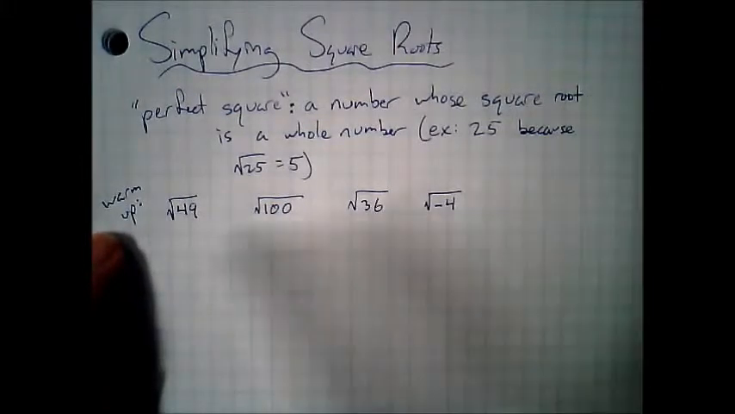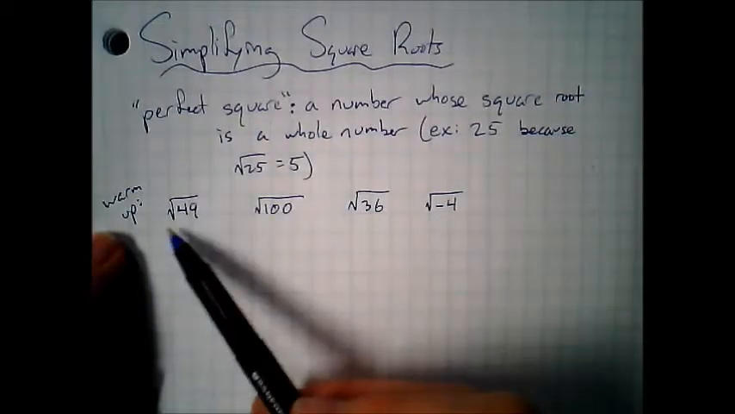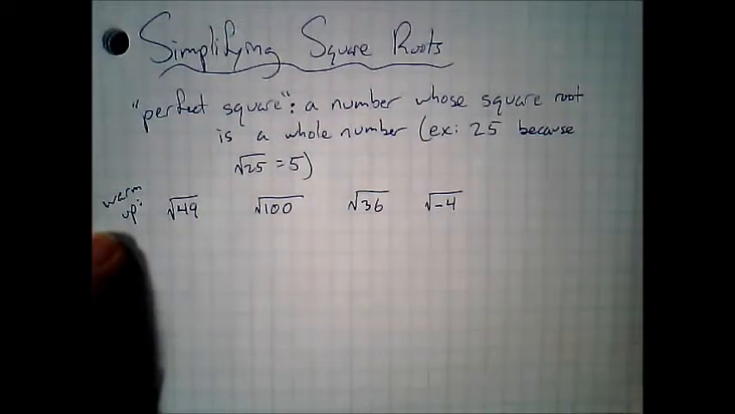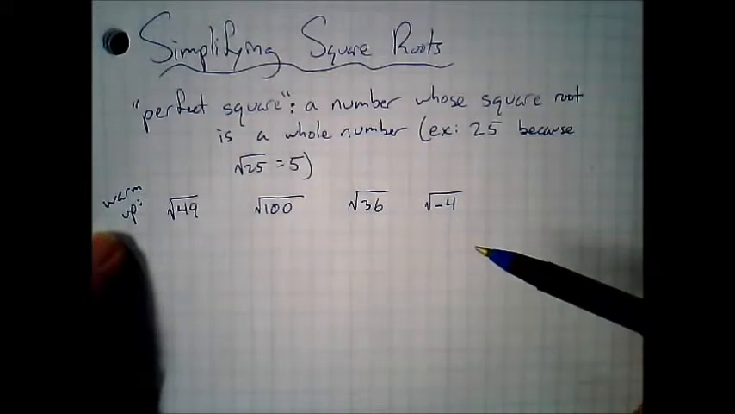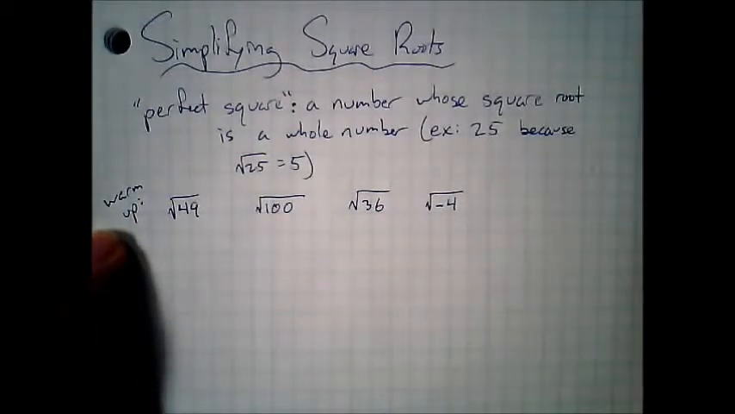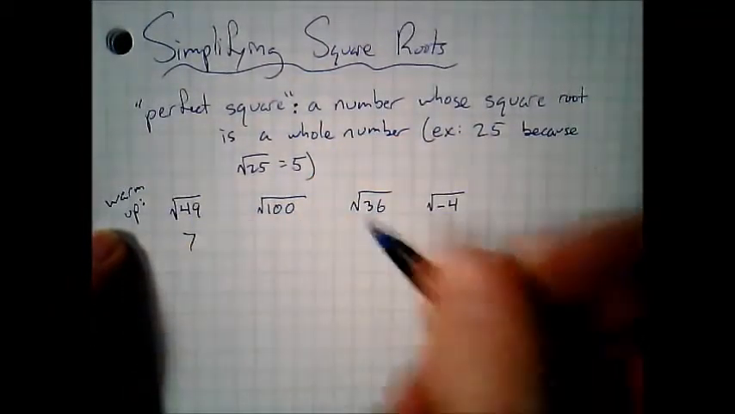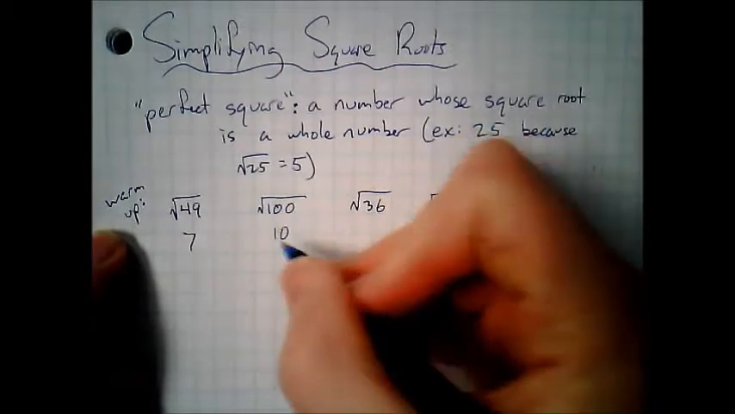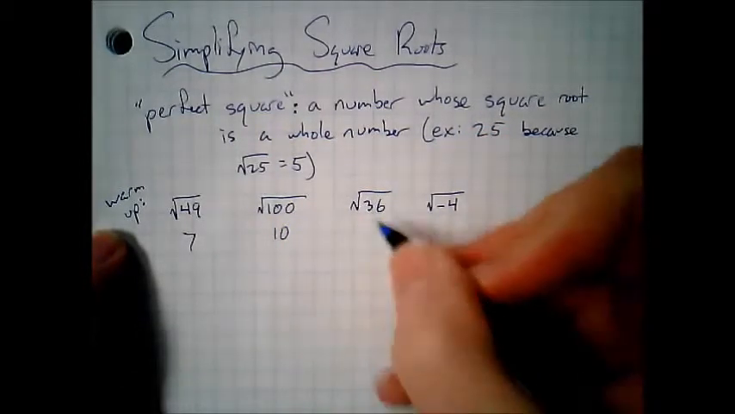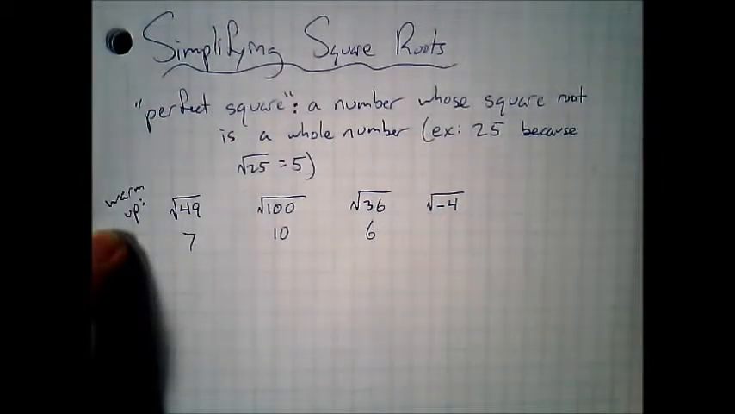We want to identify or find these 4 square roots. The square root of 49 is asking what number times itself equals 49. What number multiplied by itself, what number squared equals 49. Take 10 seconds to try and answer these 4. The square root of 49 is 7 because 7 times 7 is 49. The square root of 100 is 10 because 10 times 10 is 100. The square root of 36 is 6 because 6 times 6 is 36.